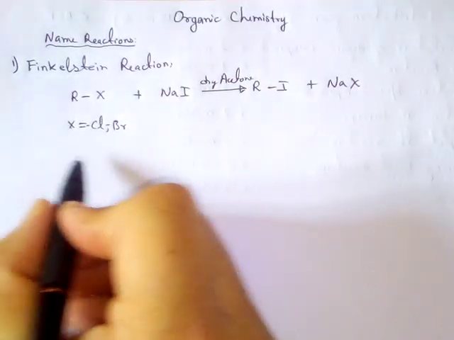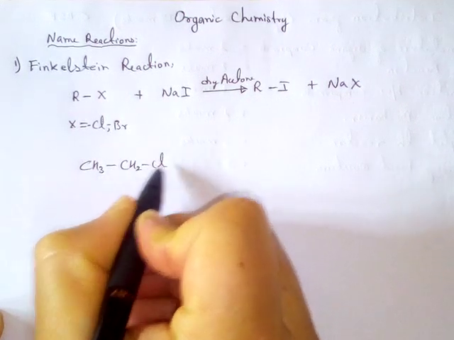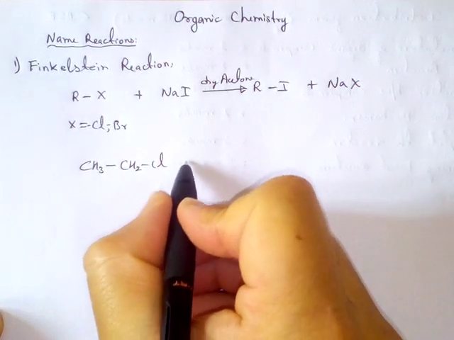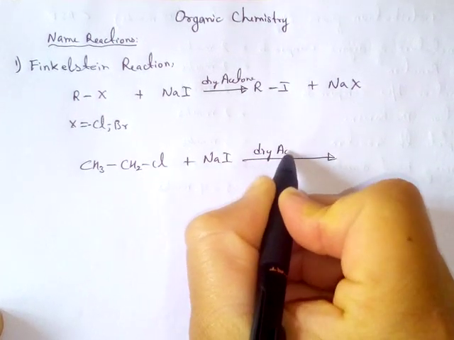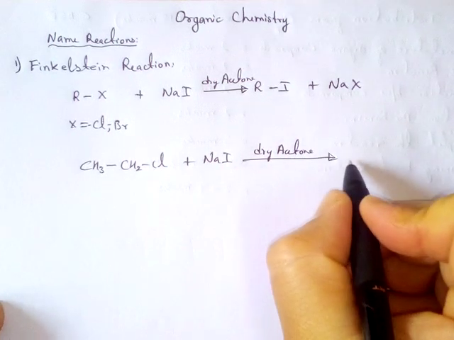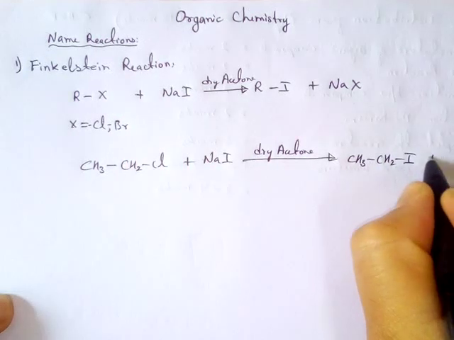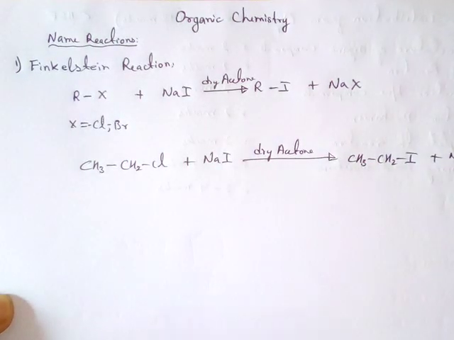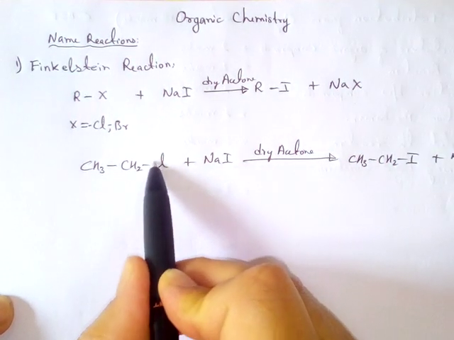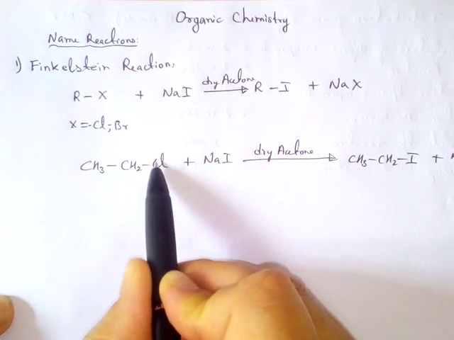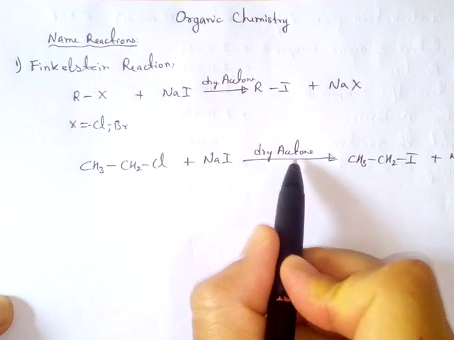For example, if we take a particular example, we can take ethyl chloride plus sodium iodide in the presence of dry acetone. So it will form CH3CH2I plus NaCl. So this is basically the halogen exchange reaction, in which the chloride is replaced by iodine. So chlorine comes out from here, iodine will go inside.